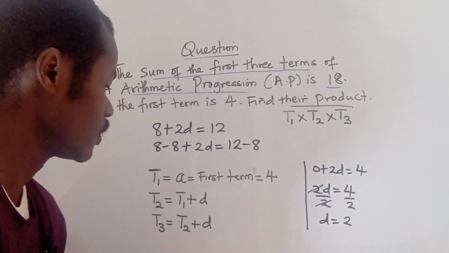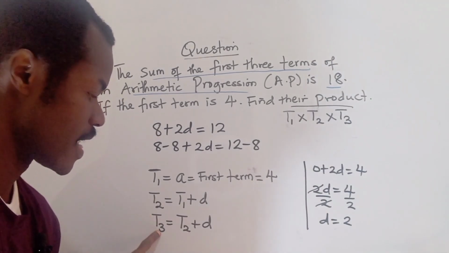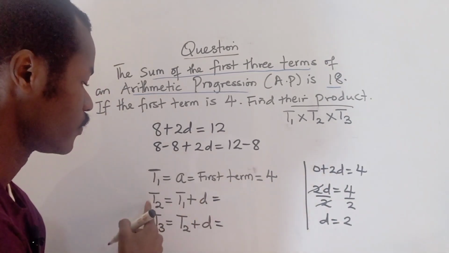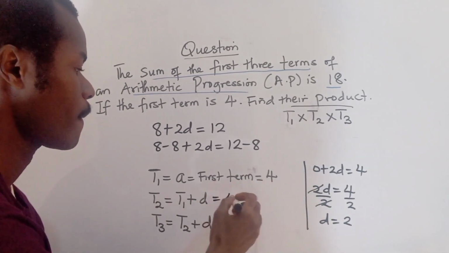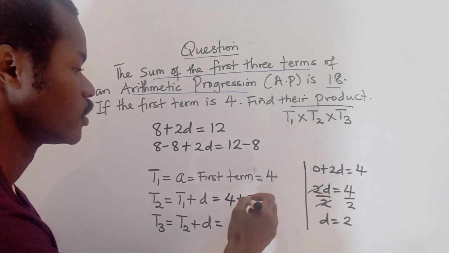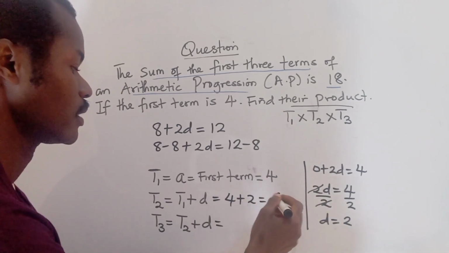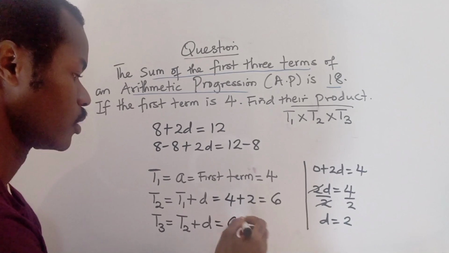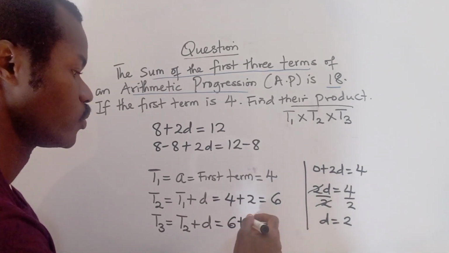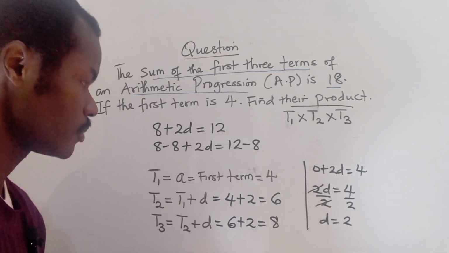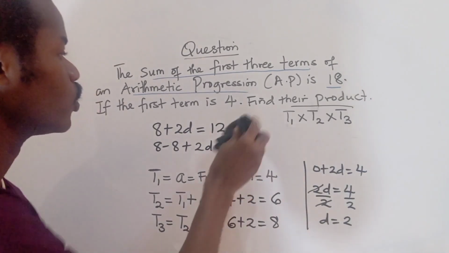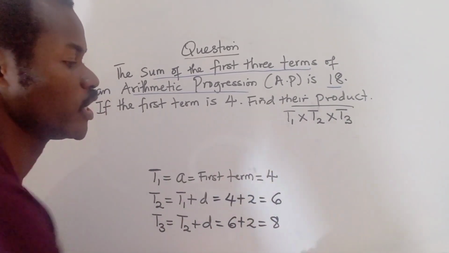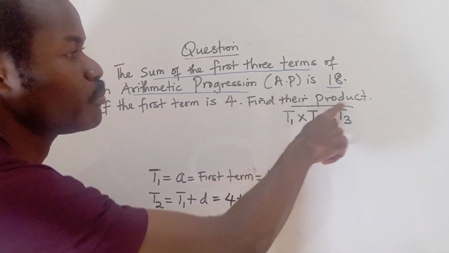Now that we know our common difference, we can find T2 and T3. So let's find T2 and T3. For T2, we have T1, which is 4, plus our common difference, which is 2. 4 plus 2 gives us 6. What about T3? T3 is T2, which is 6, plus our common difference, which is 2. That will give us 8. Right? So now that we know all the terms in the arithmetic progression, we can find their product.